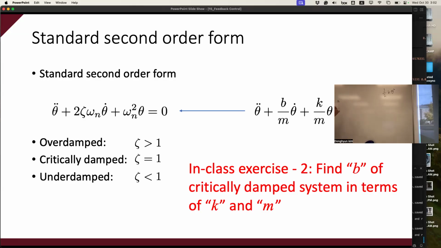I think someone missed the 2, right? Okay. So what the equation is actually asking is 2 omega n zeta is B over M, right? And this omega n is square root of K over M. So if zeta is 1, B should be 2 times M times square root of K over M, which means 2 square root of MK.